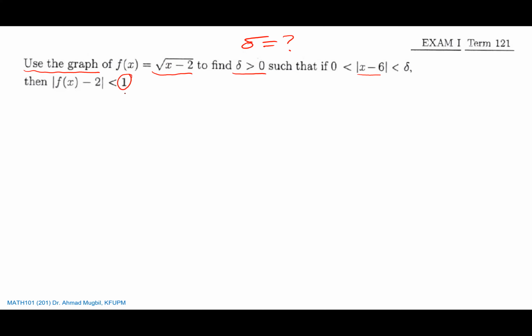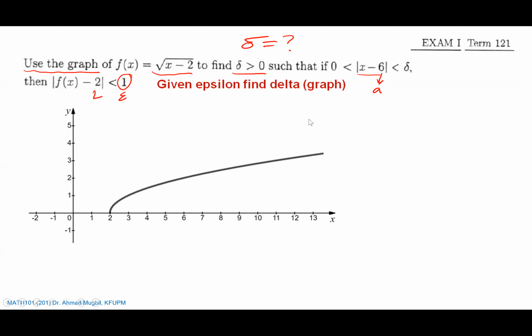We have epsilon. This is epsilon, this is L. And this is what? A. So in this type of problem, epsilon is given, and you need to find delta. So let's follow what he said, use the graph. This is the graph of this function. You should do it by yourself. He will not sketch the graph for you. If he did, this would be great. Now, what is L, what is A? L is 2. Here it is. This is L.